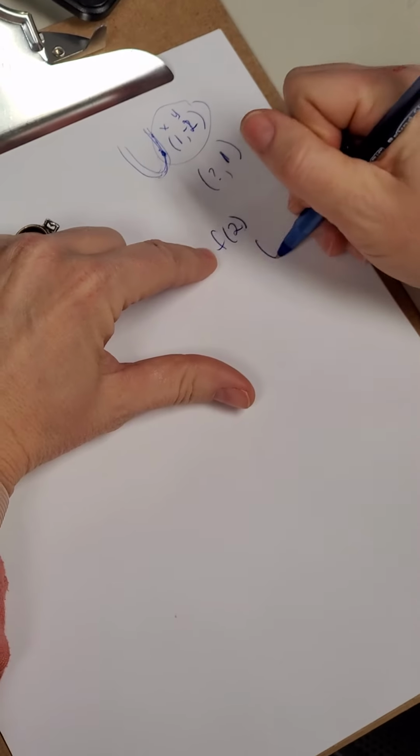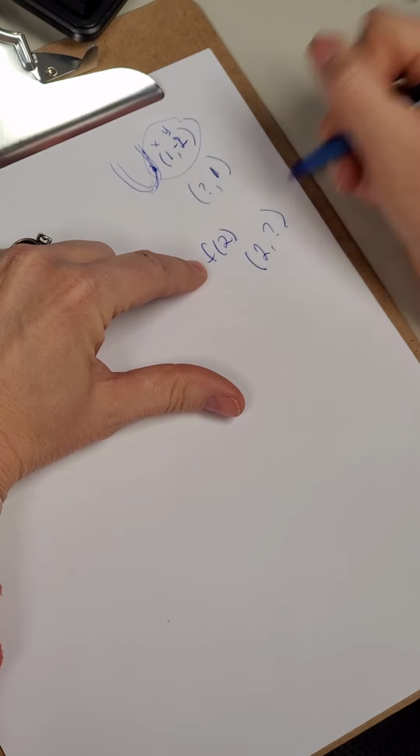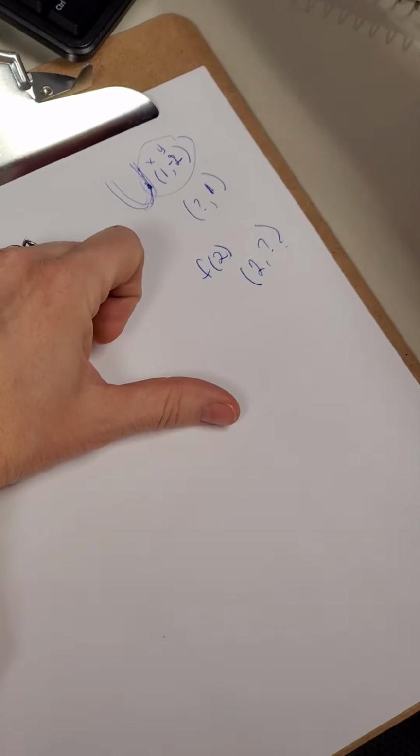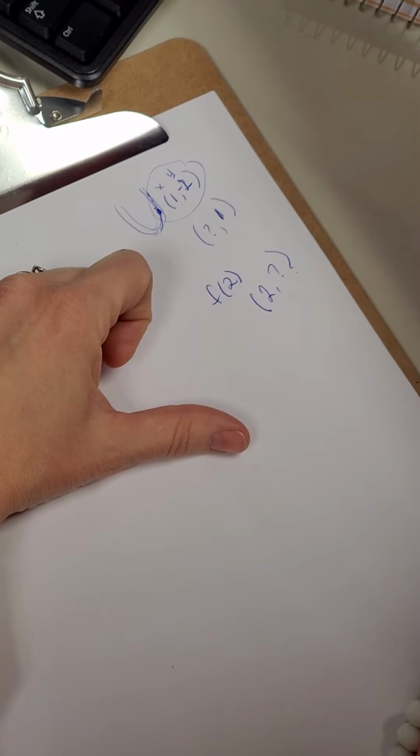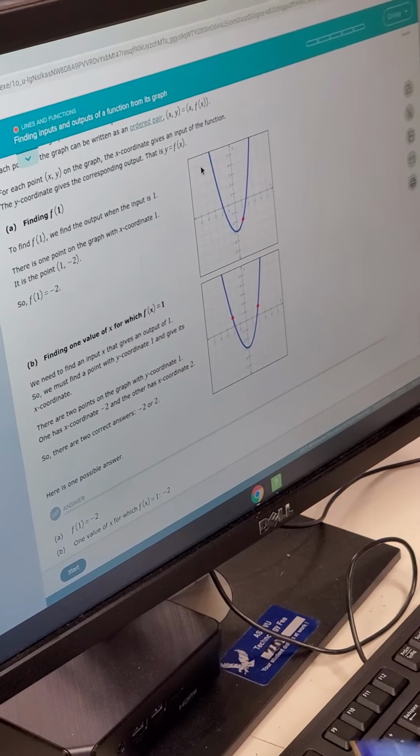Okay. So if I ask the question, what's f of 2? What that's asking is, what's the y coordinate when x is 2? So you could go over here and go, okay, when x is 2, the corresponding y coordinate is 1.